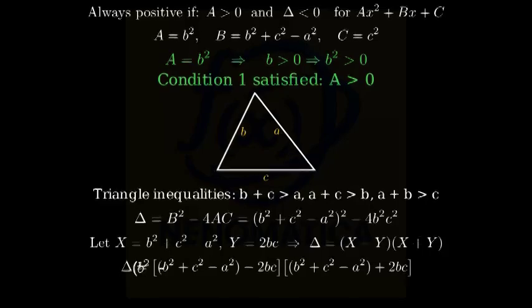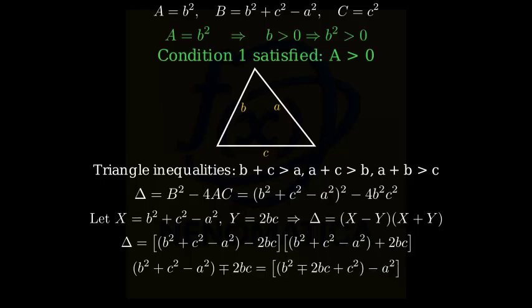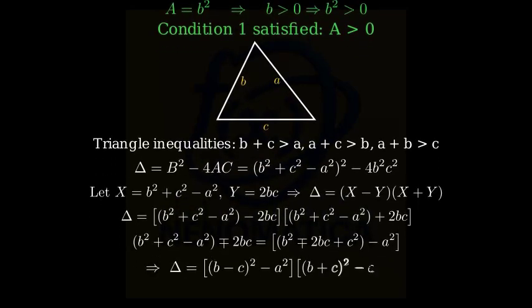Step 3. Regroup inside each bracket as perfect square trinomials. b squared minus 2bc plus c squared equals (b minus c) squared. b squared plus 2bc plus c squared equals (b plus c) squared. Therefore, delta equals the product of ((b minus c) squared minus a squared) and ((b plus c) squared minus a squared).